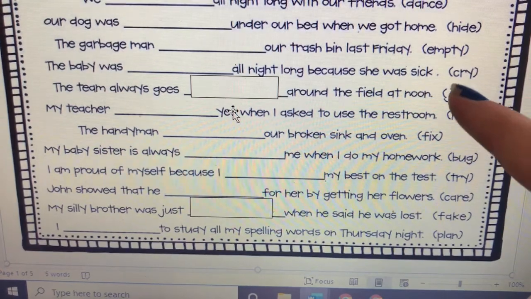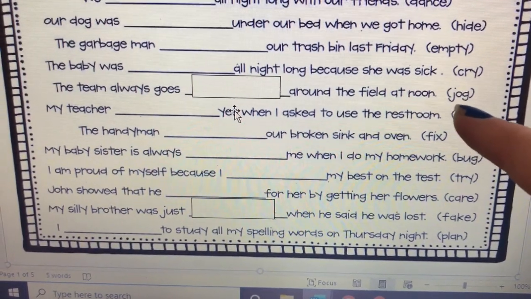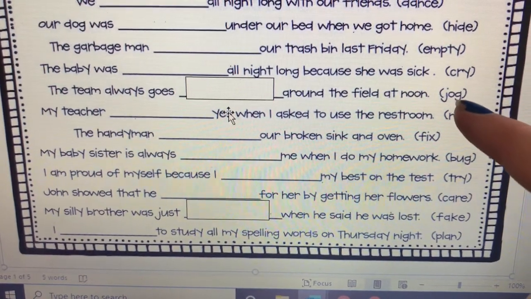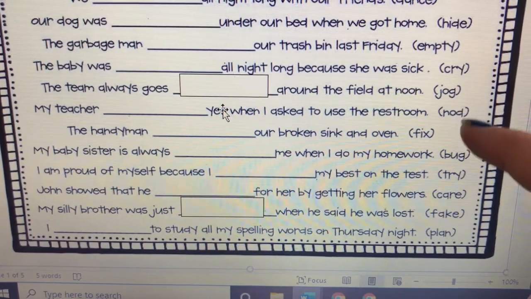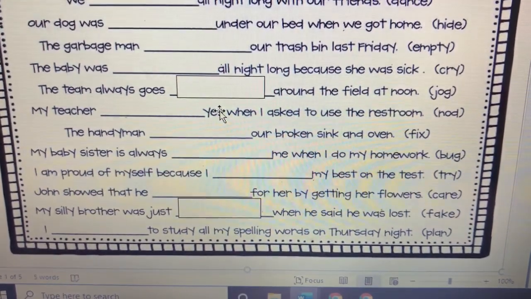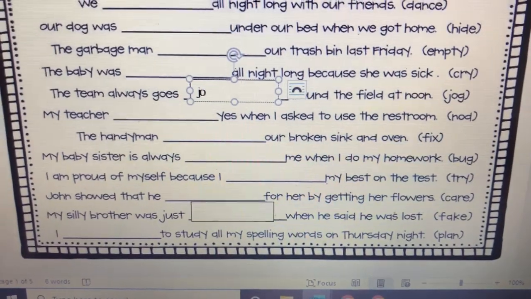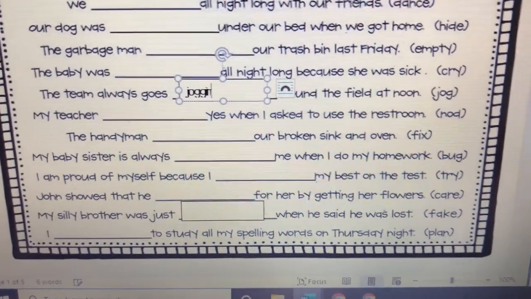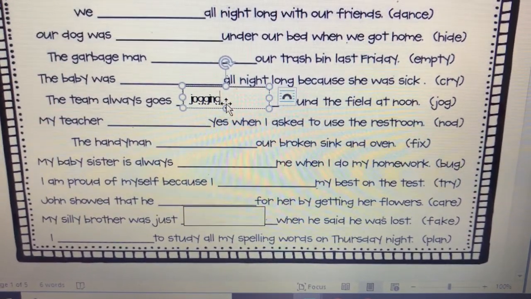So when we look at our word jog, to change it into jogging, we need to remember our rule. I see a vowel and then a consonant. And when I see that, I know that I need to double the consonant and add my ending. So I'm going to spell it J-O-G-G-I-N-G. Do you guys see what I did there? I doubled my last consonant.